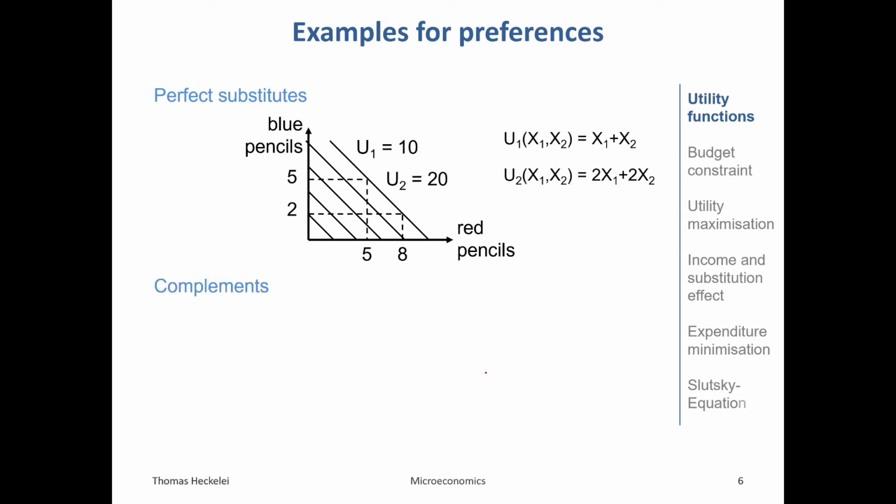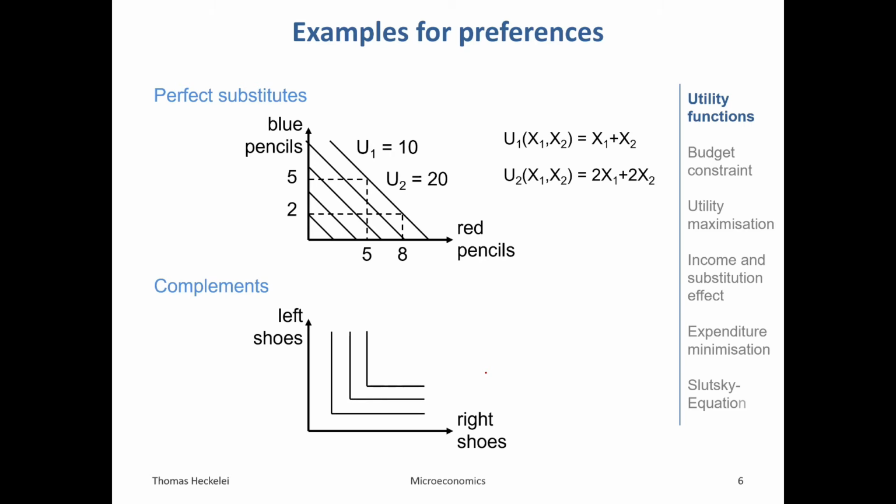Next case, perfect complements. So you have to consume something together with something else. You can't consume them separately or use them separately. One example in this case is left shoes and right shoes. You have to have them all together. Other examples are a car and its wheels, or in my case, coffee and milk. So how does the indifference curve look in this case? It will be an L-shaped indifference curve.